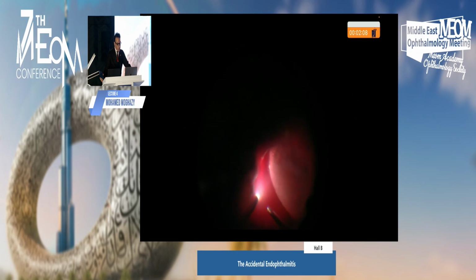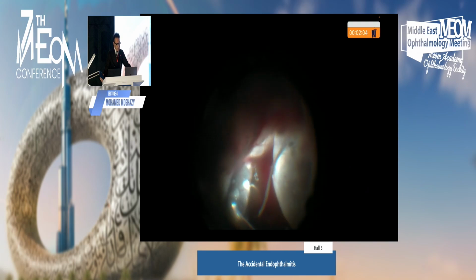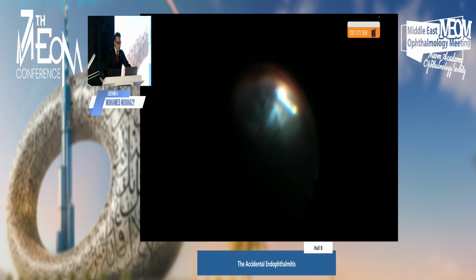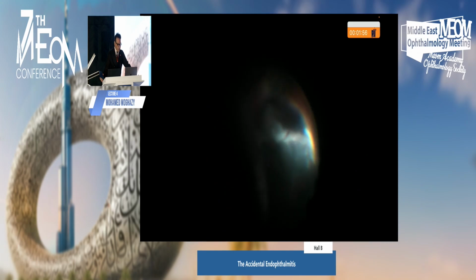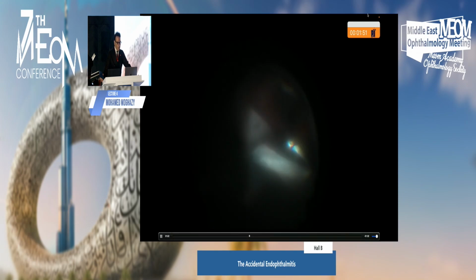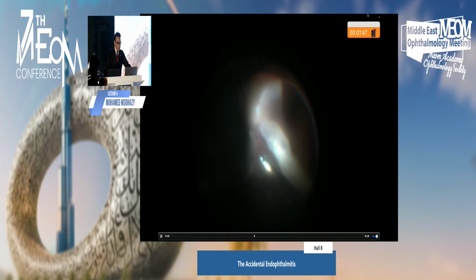But the patient was denying history of trauma. Still, a lot of kids get trauma and they don't tell their parents. However, what's really interesting is, you will see in a second now, that I discovered that this is actually a traumatic endophthalmitis. And again, there was no wound to start with. And again, there was no history of trauma at all.